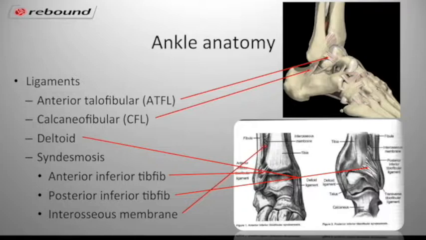Now there's this kind of interesting structure that connects the fibula to the tibia that's called the syndesmosis. The syndesmosis is comprised of three basic structures. The one in the front is the anterior inferior tib-fib ligament. The one in the back is the posterior. And then between the two bones that runs up and down the lower leg is the interosseous membrane. Injuries to this area are what we refer to as a high ankle sprain.